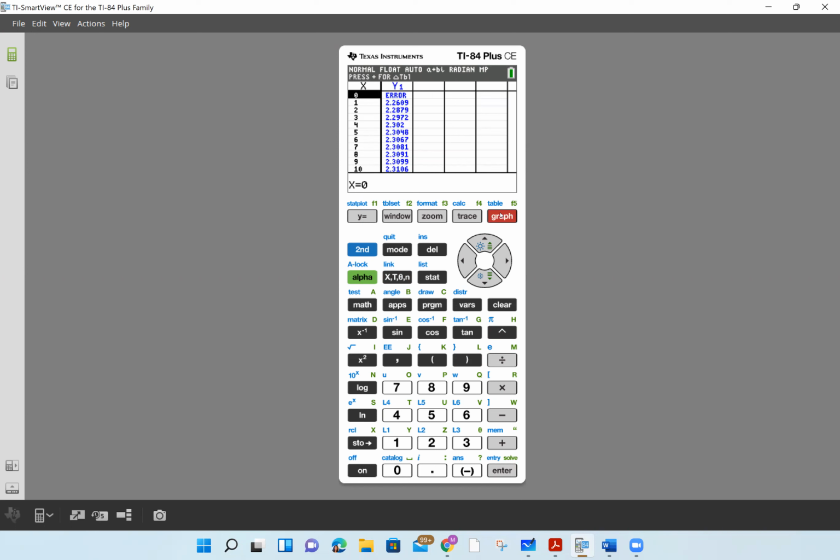And what I'm looking for is where y is 2.3019. Well, if I look at 4, that's where it's rounded. So if I look at the bottom where it says y1, it says 2.3019. So I know that's my answer. So x, which represents n, is actually 4. But again, we knew that already.